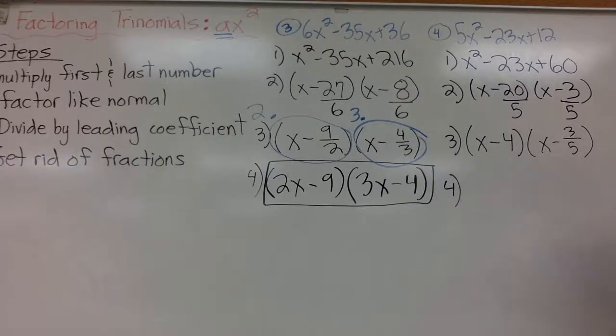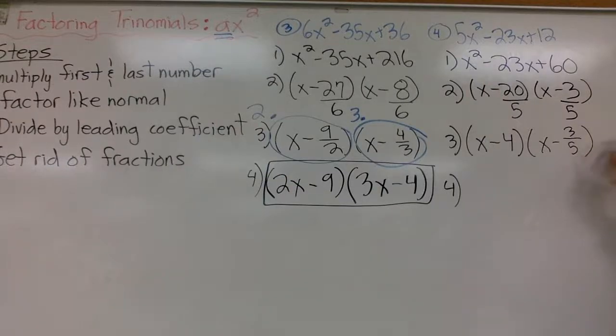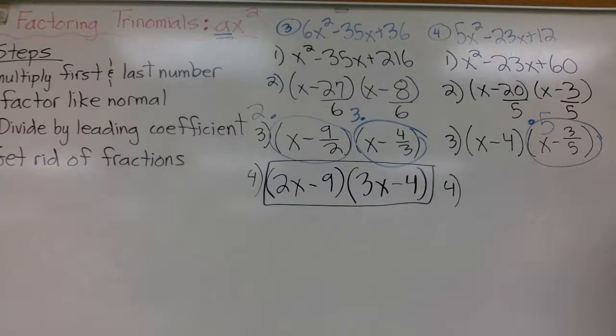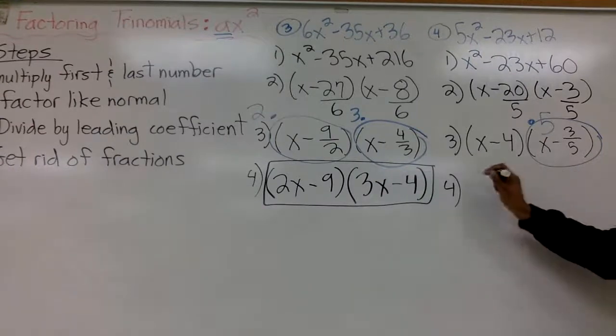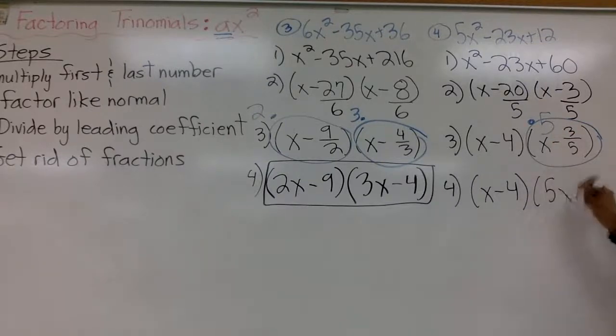So finally, we're on step 4. Step 4 says get rid of fractions. You get rid of fractions by multiplying by the denominator. So we're going to multiply just this part by 5. So my final answer is going to be x minus 4. 5 times x is 5x. And 5 times negative 3/5. We're doing distributive property. So 5 times that gives me negative 3. And that is our final answer.